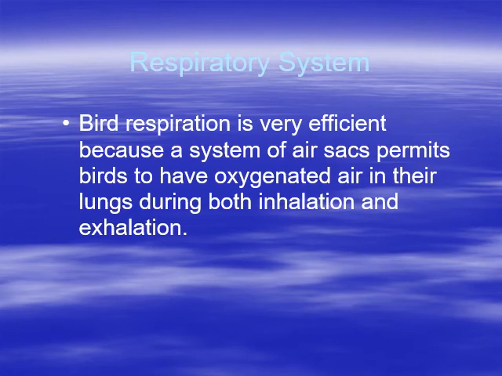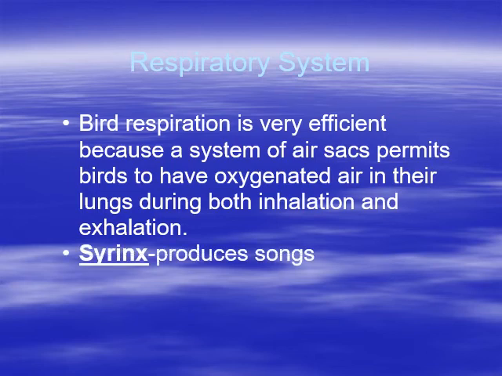We said the respiratory system of birds has to be very efficient for flight. They have to get a lot of oxygen in there. And it's so efficient because we have this system of air sacs that permits birds to have oxygenated air in their lungs during both inhalation and exhalation. So when the birds breathe in, they have a whole bunch of oxygen-rich air in their lungs. Also, when they breathe out, they still have a whole bunch of oxygen in their lungs and in those air sacs. So it keeps extra oxygen in there for them to use to power their muscles and to use for flight.